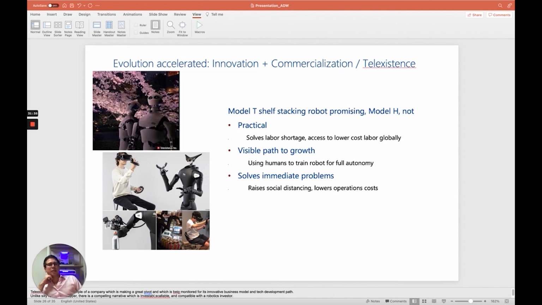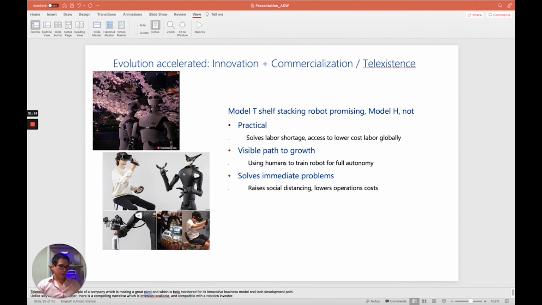plus commercialization. I think telexistence is very interesting. Like this robot, the Model T. They had a robot called the Model H. Again, robot for the sake of robot. It was, walk around and look at stuff. But the Model T shelf stacking robot is very interesting.